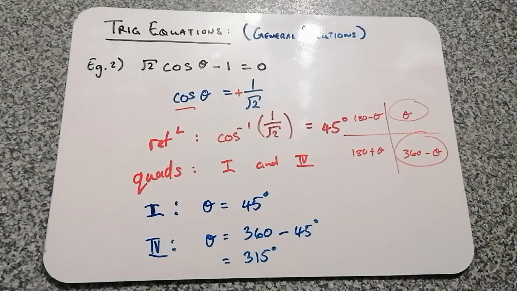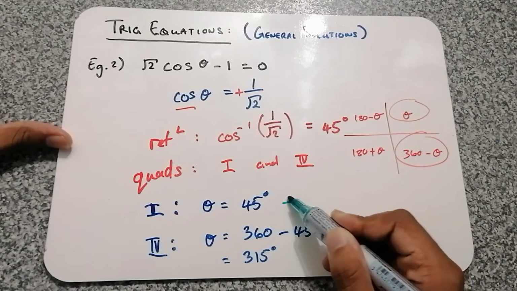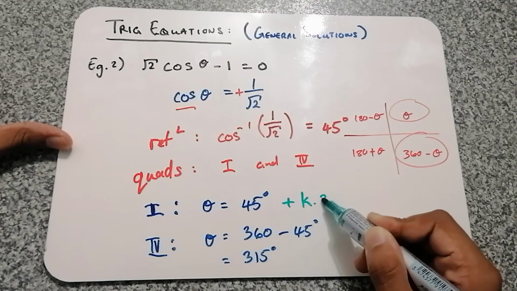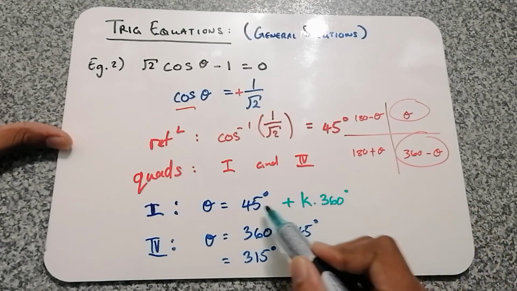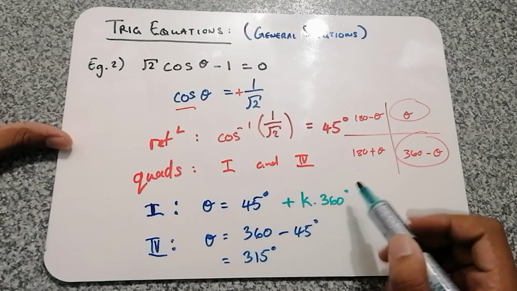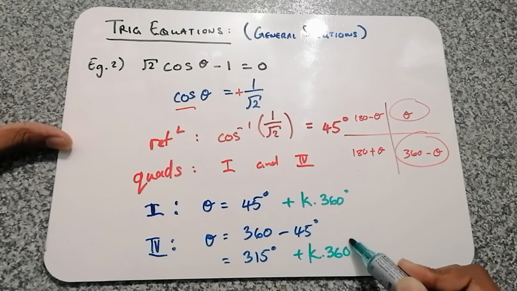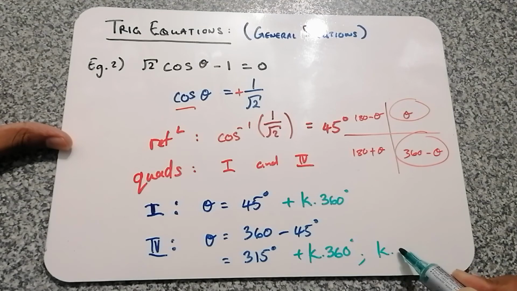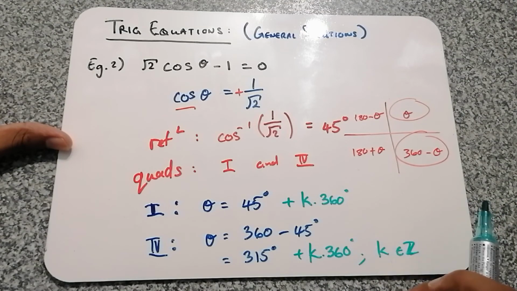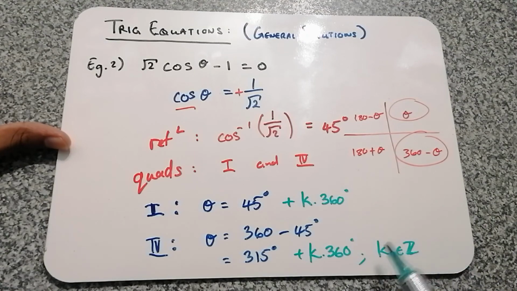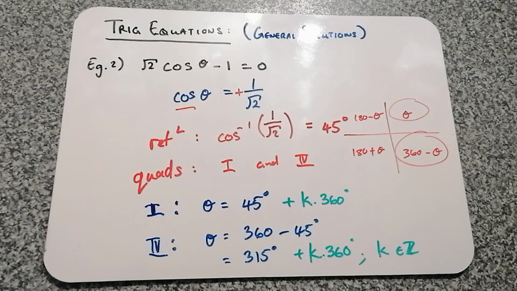Okay, and again, the period of cos is the same as the period for sine. So it's 360 degrees. That's what we need to write here to show that this answer appears every 360 degrees. Okay, and we're just going to say k is an element of z. K is an element of all the integers. Cool.